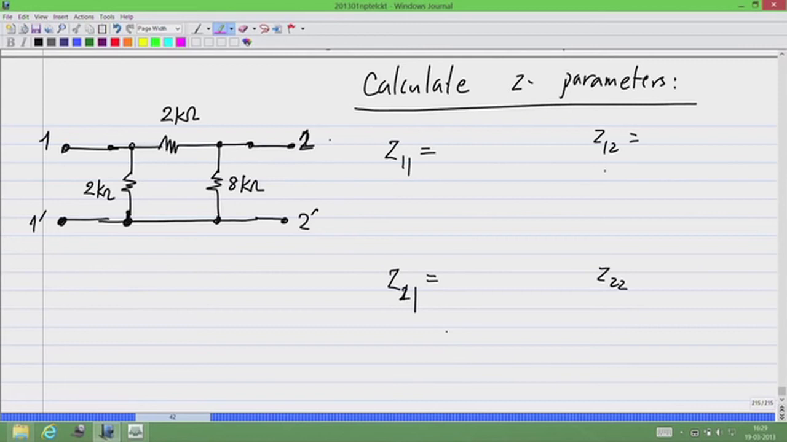So the question is to calculate the Z parameters of this network. The resistor values are given, and I've also explained how to calculate Z11, Z21, Z12, Z22, etc. To calculate Z11 and Z21, you have to open circuit port 2, and to calculate Z12 and Z22, you have to open circuit port 1. Okay.